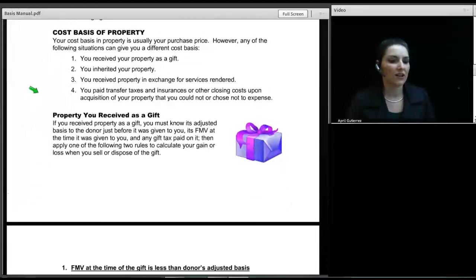So today's class is called Basis of Assets, and basis is essentially cost. Your cost basis in property is usually your purchase price. However, any of the following situations can give you a different basis. You received your property as a gift, you inherited your property, you received property in exchange for services rendered, or you paid transfer taxes and insurances or other closing costs upon the acquisition of your property that you could not or chose not to expense.